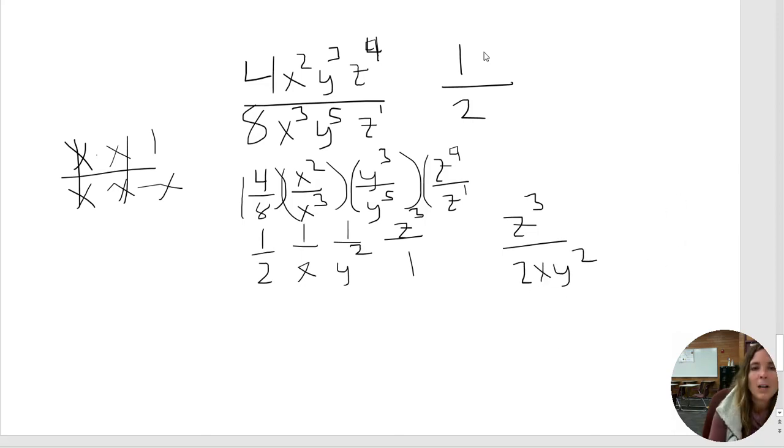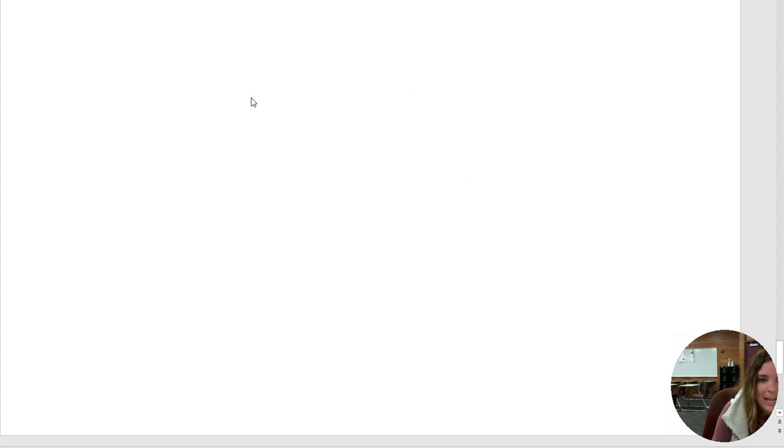Okay, now we've got 2 more. x to the 11th times x to the 22nd. Well, go ahead and push pause, try it, and then push play. Okay, so for this one, it's going to be x to the 33rd. You would add the exponents when you're multiplying like bases.